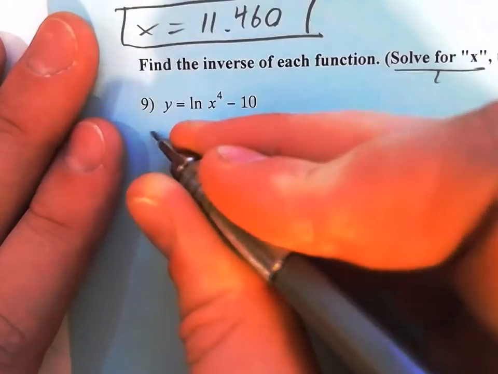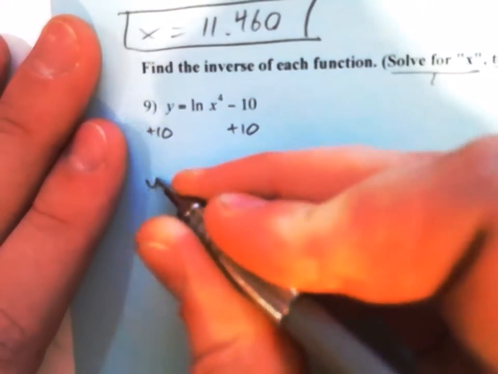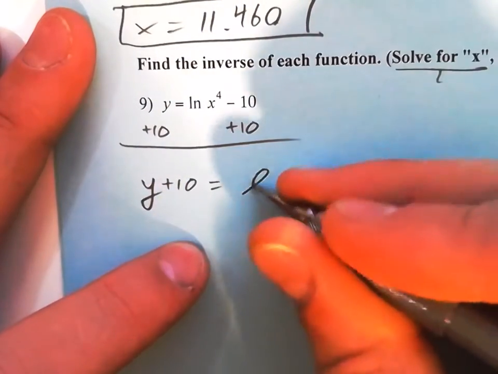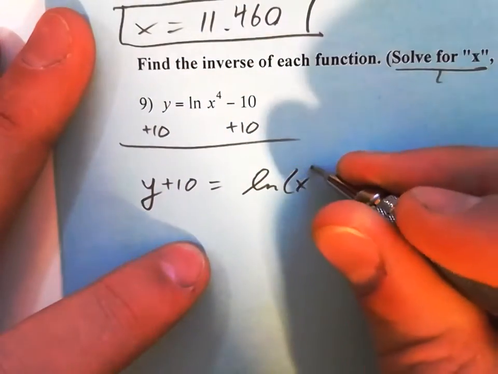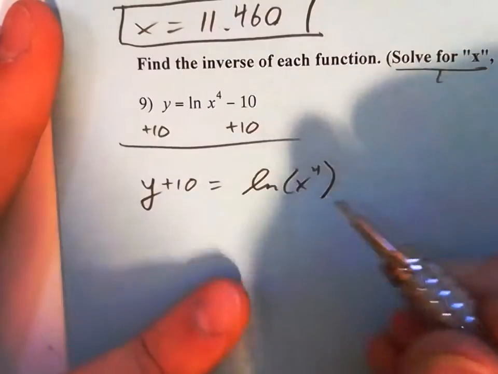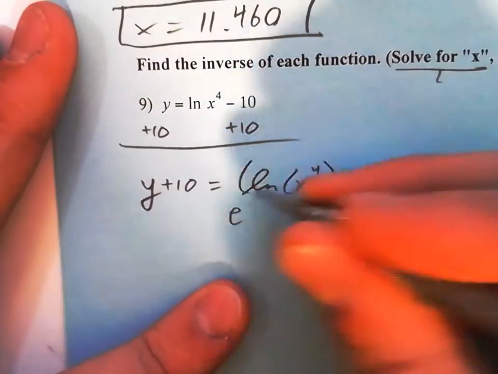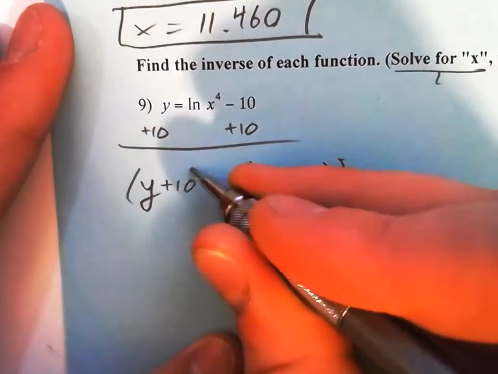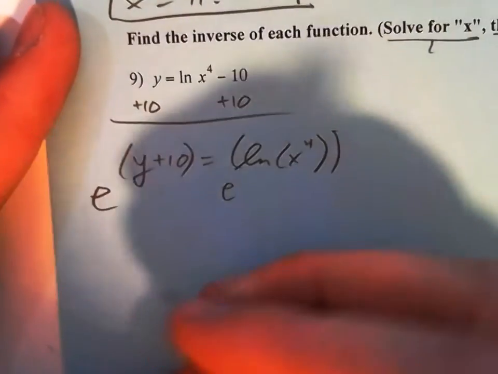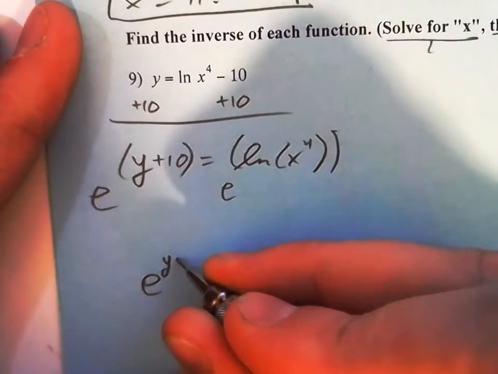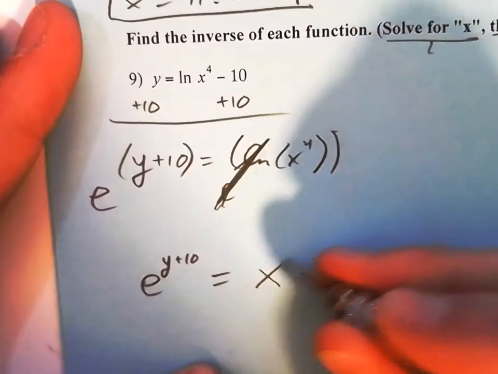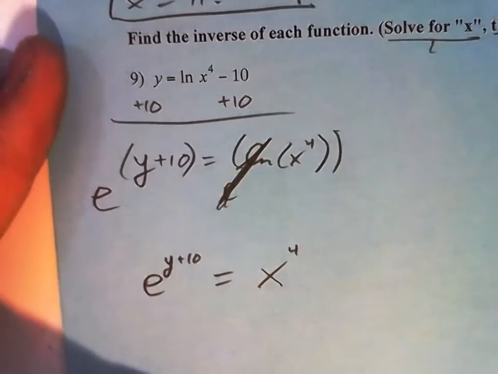So first let's get rid of that minus 10. We'll add 10 to both sides and get y plus 10 equals natural log of x to the 4th power. To get rid of natural log of something, we're going to say e to the power of that equals e to the power of that. So e to the y plus 10 power equals just x to the 4th. Kazam!